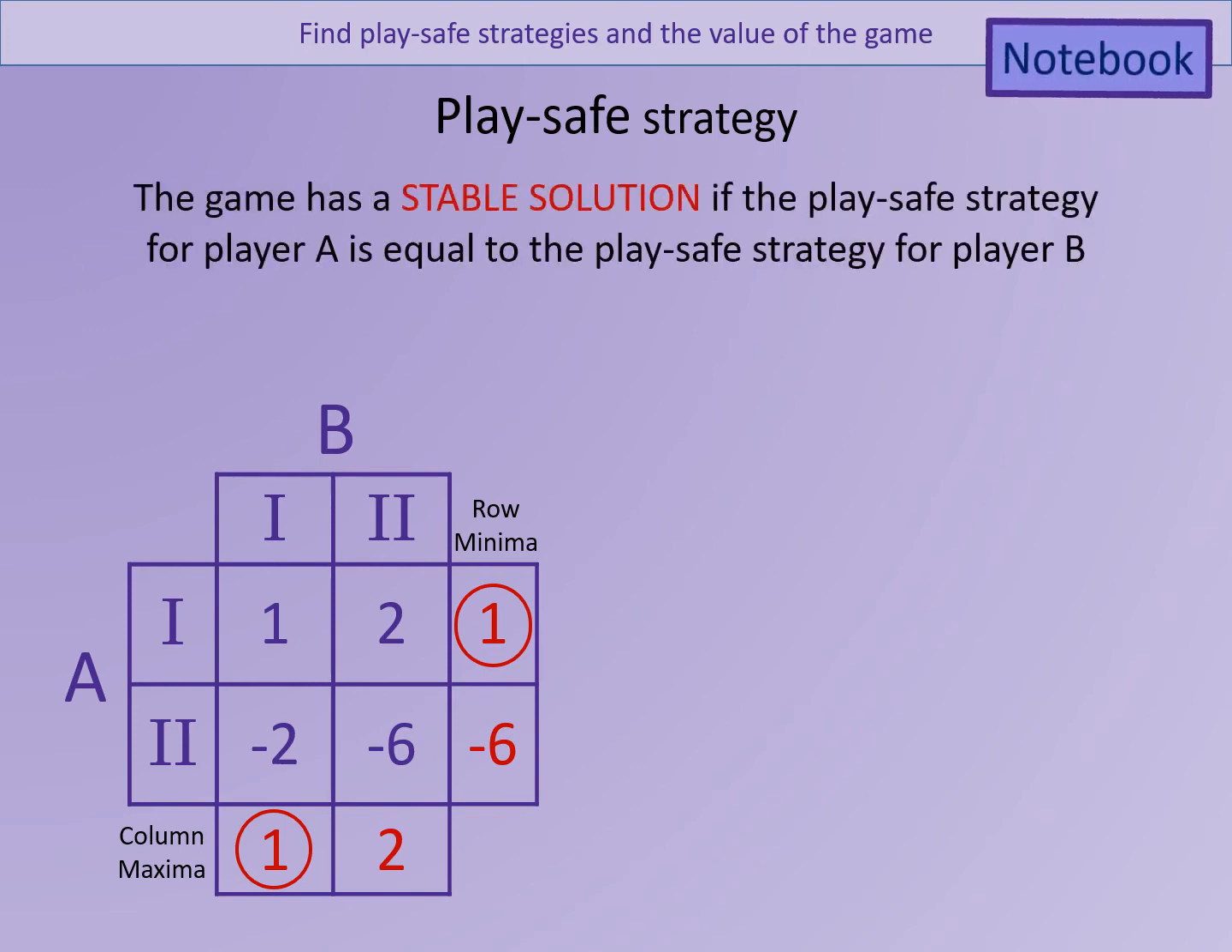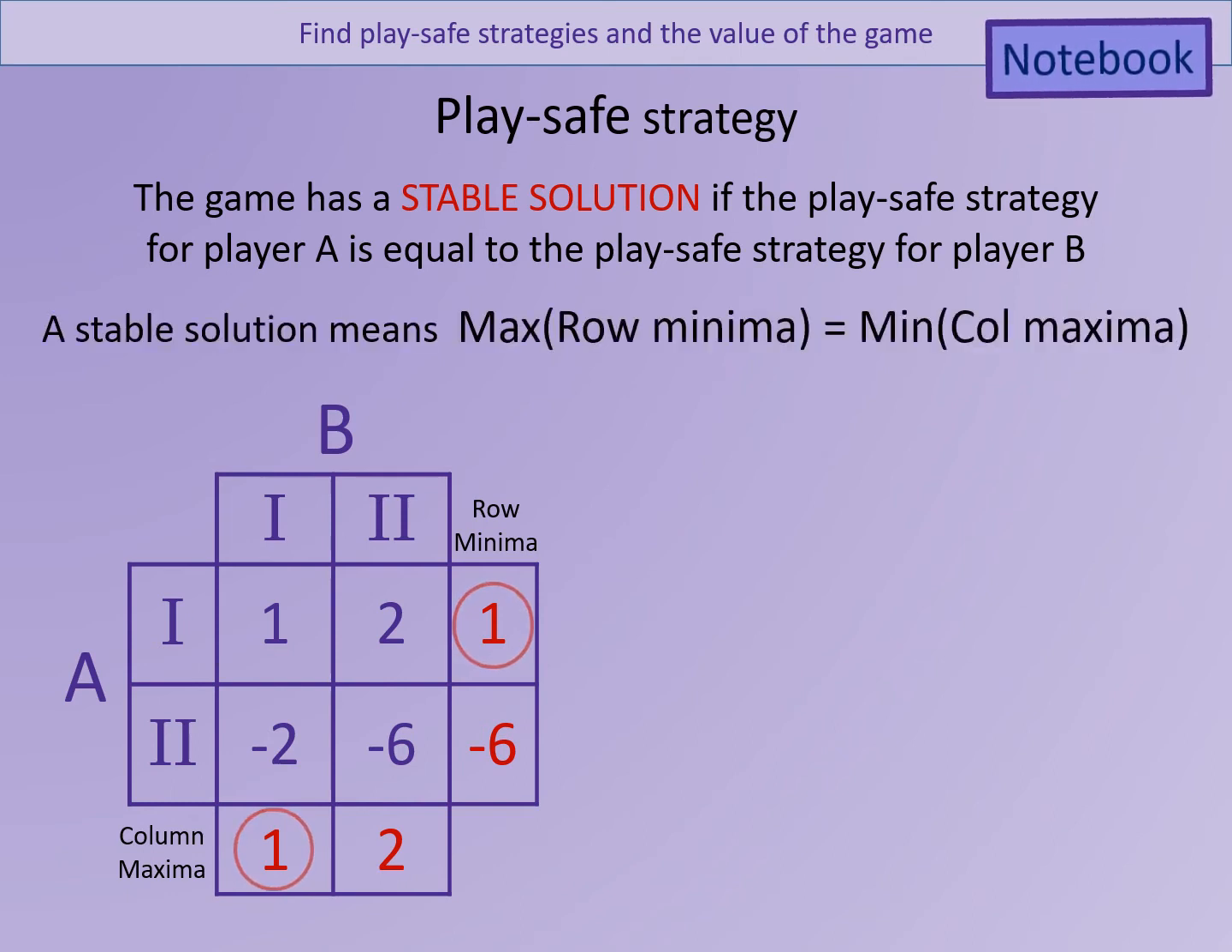A game has a stable solution if the play safe strategy for player A is equal to the play safe strategy for player B. So as we can see here, the maximum of the row minima, the max row min, is equal to the minimum of the column maxima, the min-col-max. So we've ended up with the number 1 for both. So this represents a stable solution. What this means is there is no incentive for either player A or player B to play any other strategy apart from a play safe strategy. It's in both of their best interests to play safe.